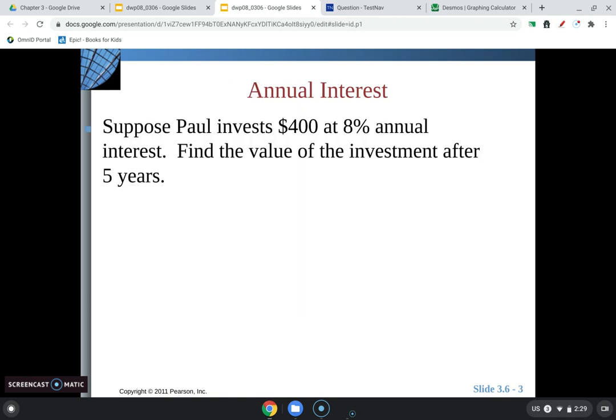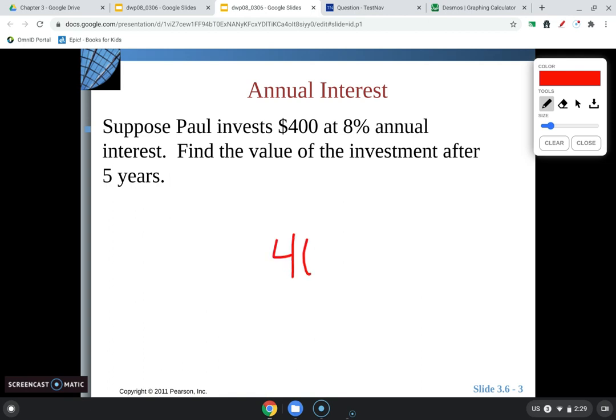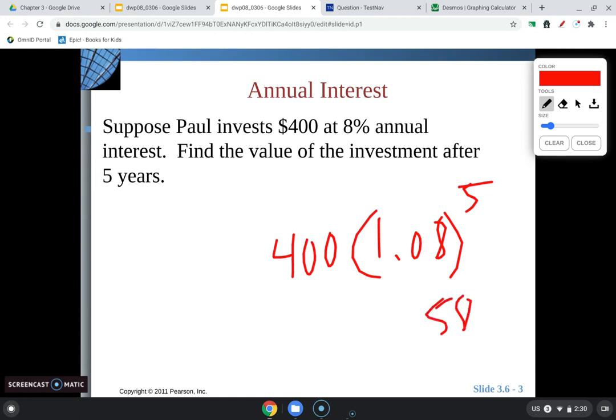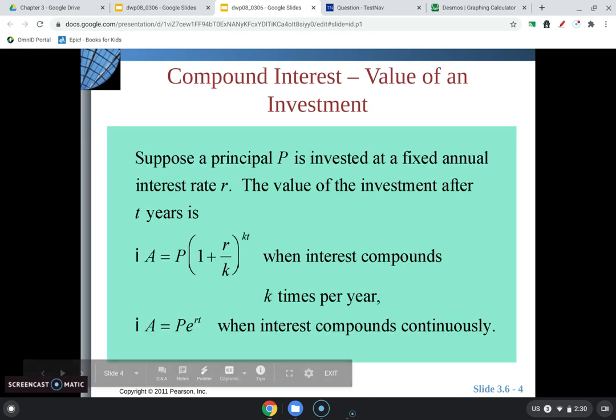So suppose Paul invests 400, so that's our principal, times 8%, 0.08, then we put the 1 in front, to the fifth power. Take out your calculator. Clear. 400 times 1.08 to the fifth, $587.73. Okay? Annual interest equation.